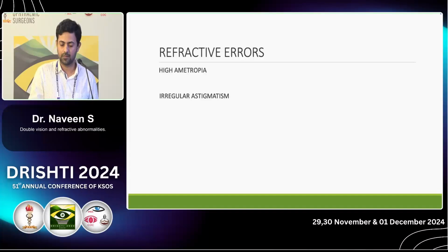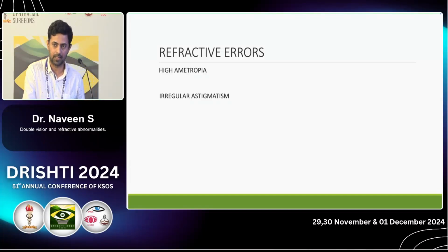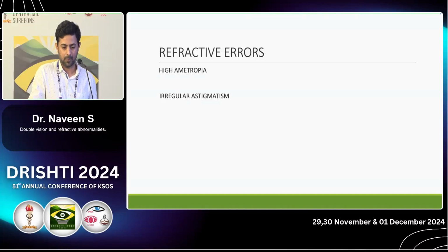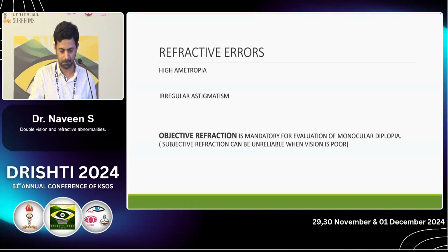So, the refractive errors which can cause diplopia can be a high ametropia or irregular astigmatism, as in this case. Anisometropia can cause aniseikonia in some cases and even cause binocular diplopia. So, the take-home message in this case is that objective refraction is mandatory during the evaluation of diplopia, because subjective refraction can be unreliable, especially when the vision is poor.